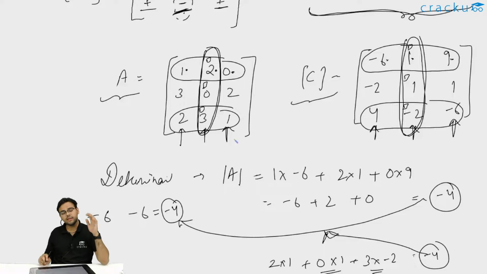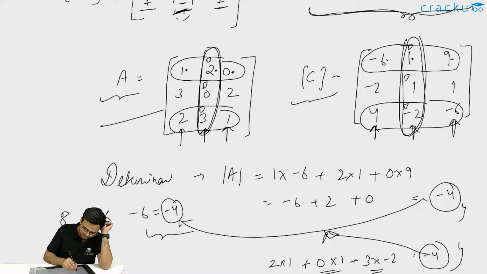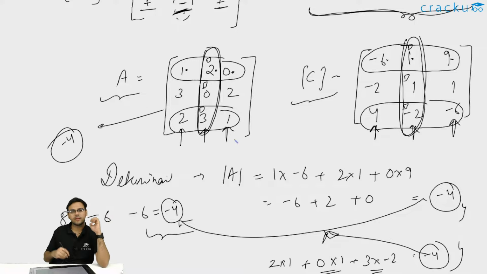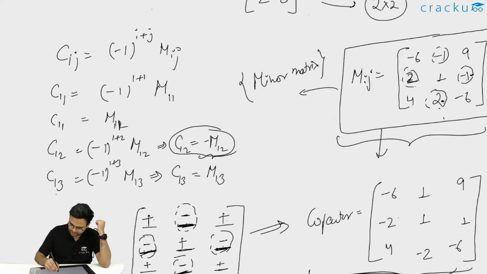So you can clearly see, you can take any row, multiply the corresponding elements and then add them. You will get the same determinant value. The determinant of this matrix is minus 4. And the general procedure is what? You have to first calculate the minor matrix.